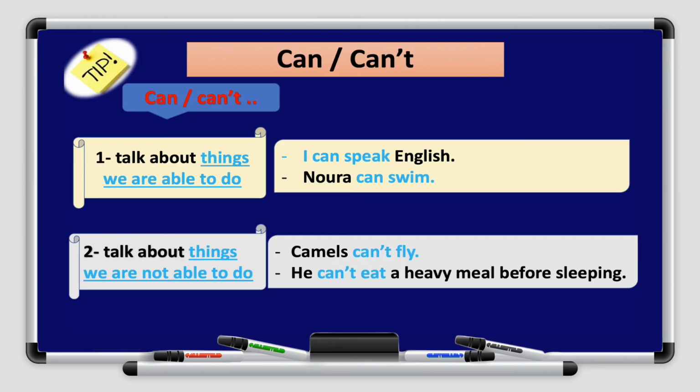The second part in Unit 2 grammar is can and cannot. We use can to talk about things we are able to do. For example, I can speak English. Nora can swim. And we use cannot to talk about things we are not able to do. For example, camels can't fly. He can't eat a heavy meal before sleeping.